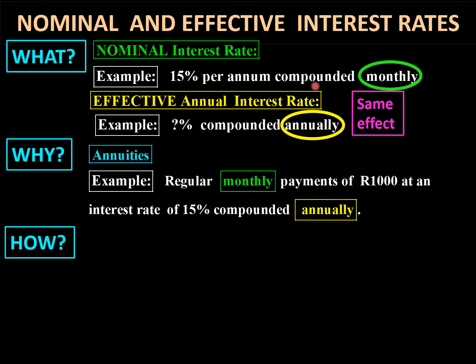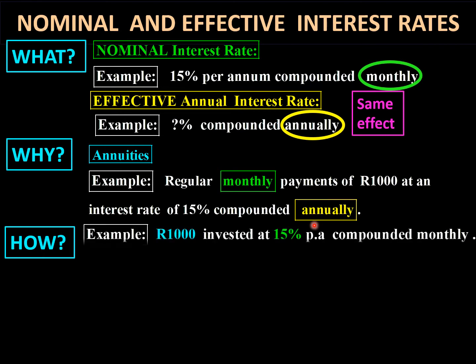We're going to have regular monthly payments. And in this case here, the interest is compounded annually. Now in annuities, if the payments are monthly, the compounding should also be monthly. Or if the payments are quarterly, the compounding should also be quarterly, right? So we have to convert from the one to the other. How do we go about that?